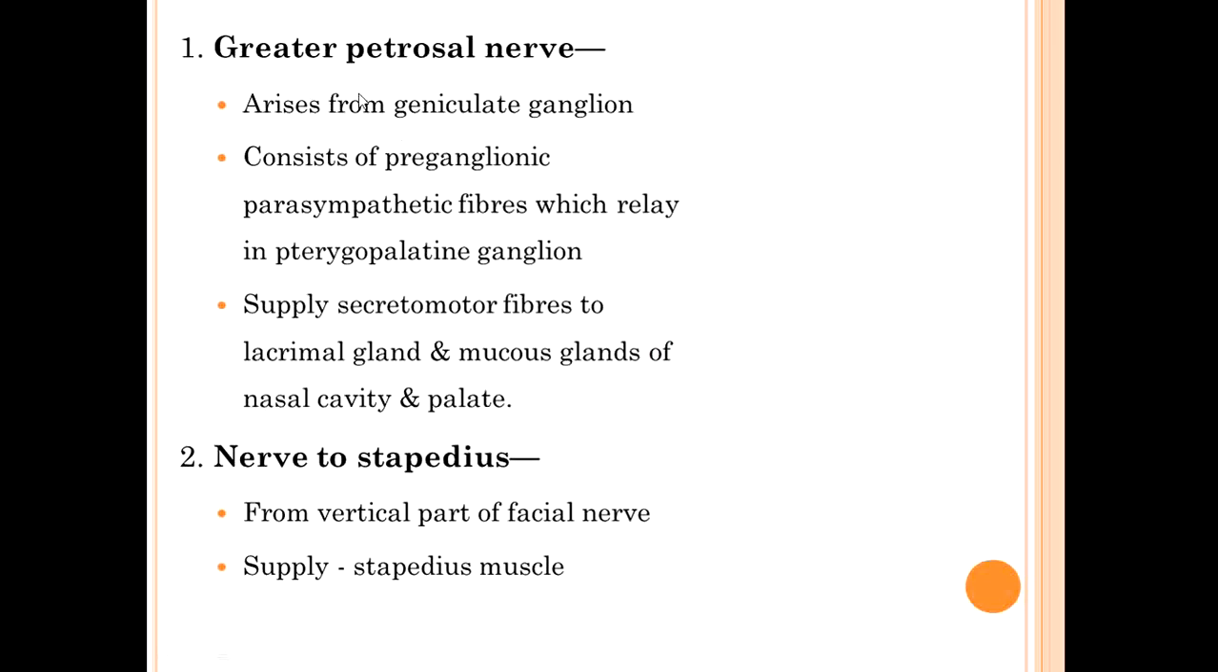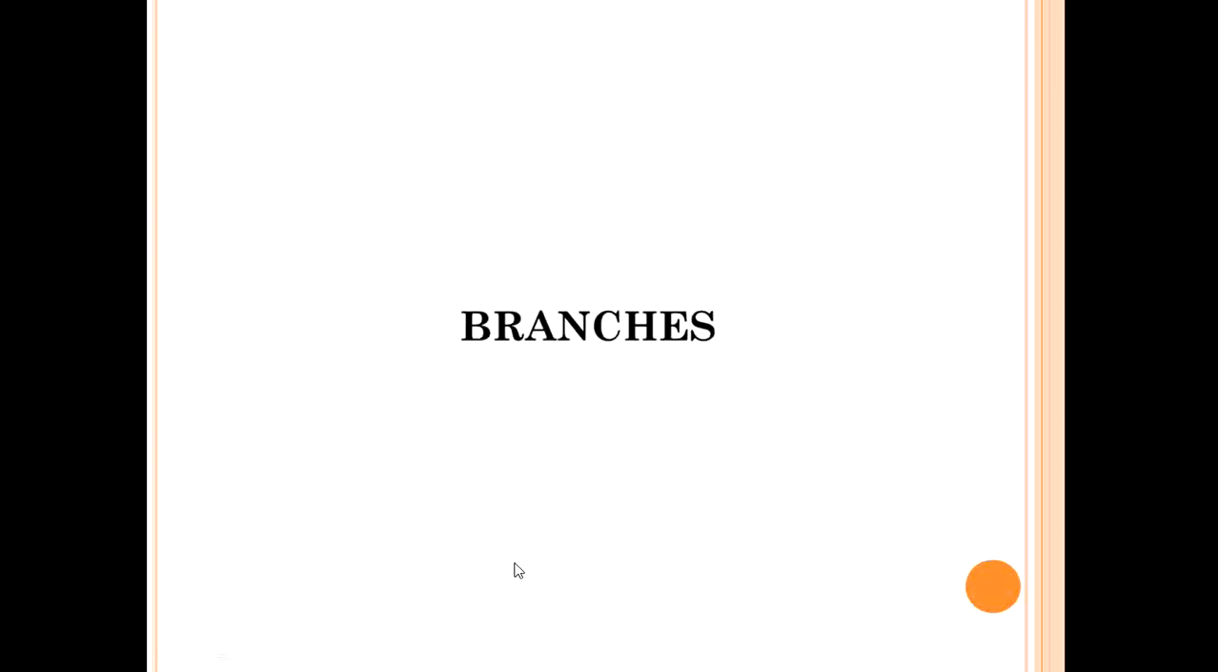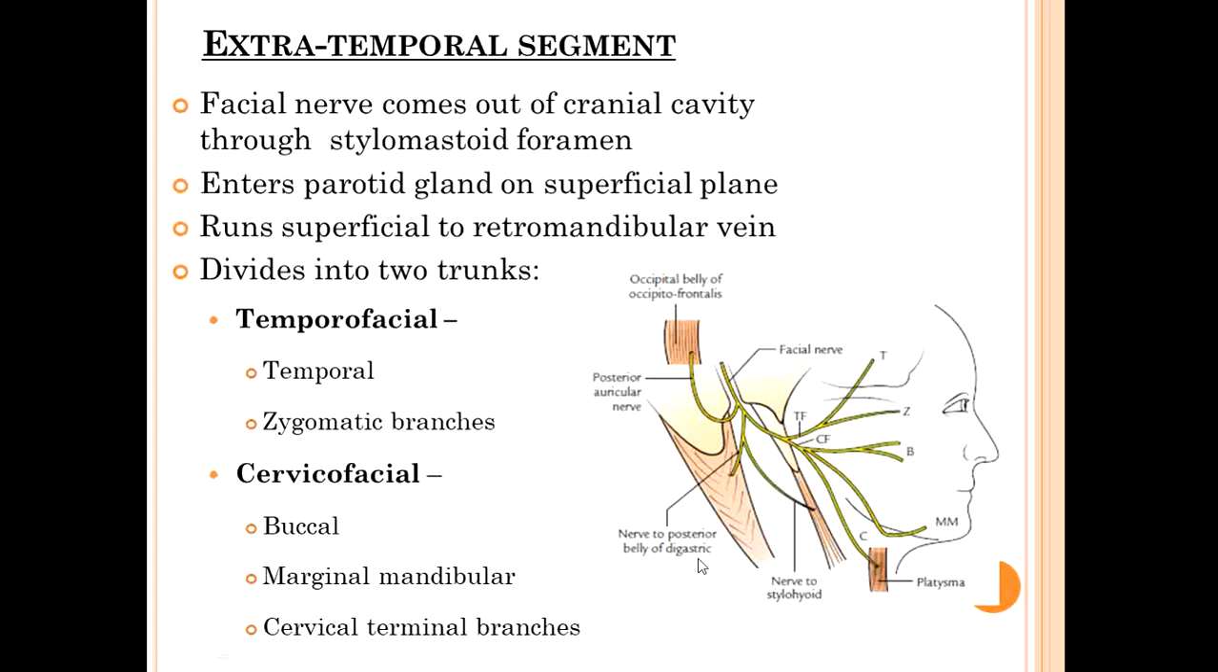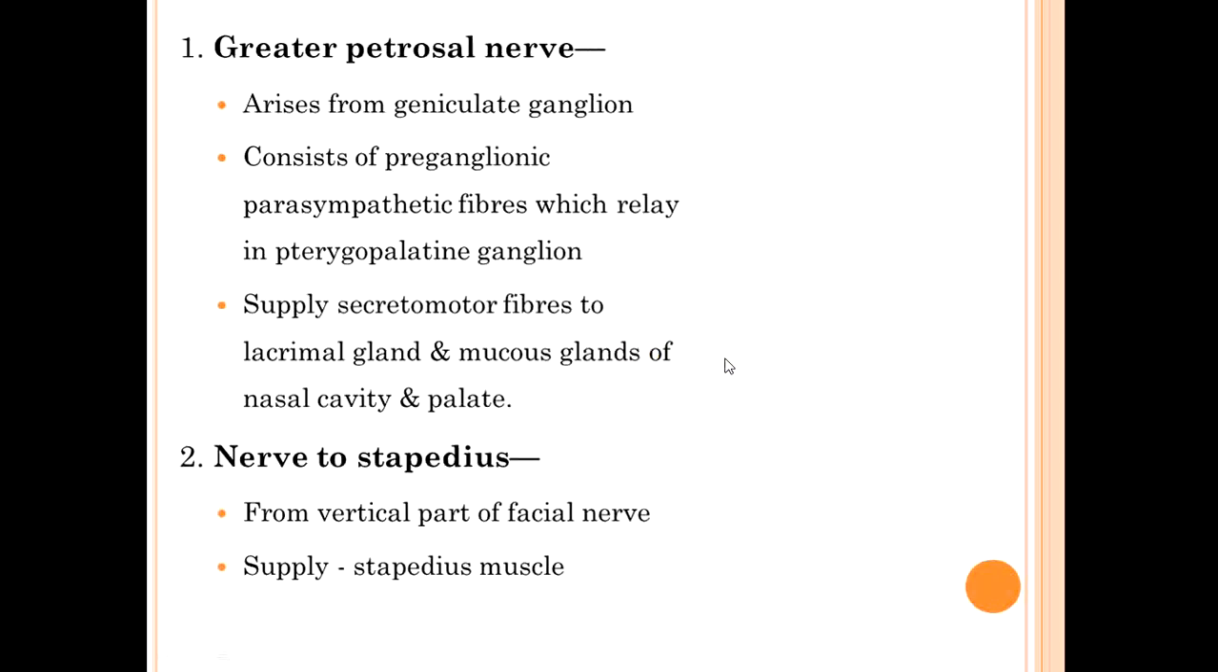Now, what is the greater petrosal nerve? It is arising from the geniculate ganglion. It is consisting of preganglionic parasympathetic fibers which relay in the pterygopalatine ganglion. It will supply the secretomotor fibers to the lacrimal glands and mucous glands of the nasal cavity and palate. Another is the nerve to stapedius. It is arising from the vertical part of the facial nerve and supplies the stapedius muscle. Okay, so you see here that it will be arising when it is here in the vertical part. Okay, so it is not shown here.